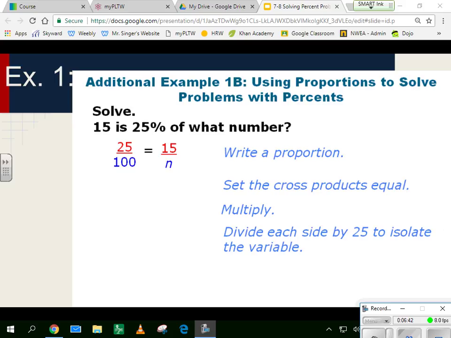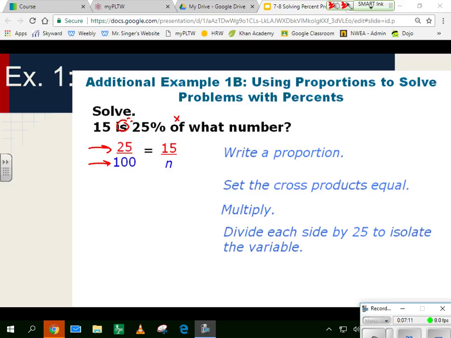All right, here's a second one. If you choose to copy this one down, great. If you want to just watch, I'm fine with that too. So now this problem says 15 is, remember is means equal, 25% of, which means multiply, what number? So here we are given a percent. Whenever we're given a percent, we know right away one ratio of our proportion is going to be the percentage. 25 being the part, 100 being the whole.